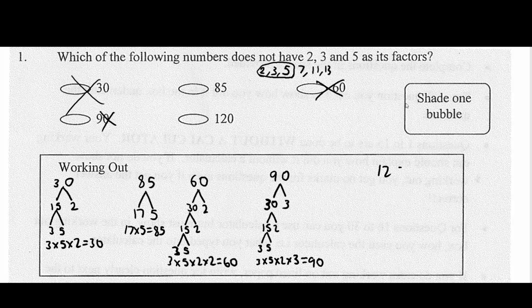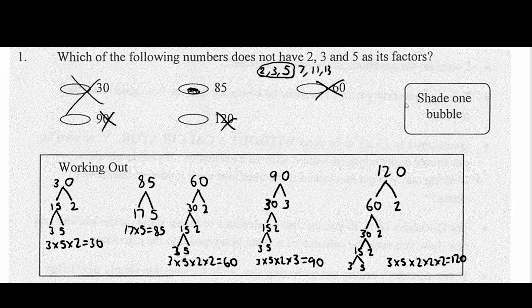All right, what about 120? 120, that's going to be 60 times 2. And here, 60 is 30 times 2. And that's 15 times 2. And we've got 3 times 5. So that's 3 times 5 times 2 times 2 times 2 to give 120. So no, it's not 120. The correct answer, this one, 85. All right.